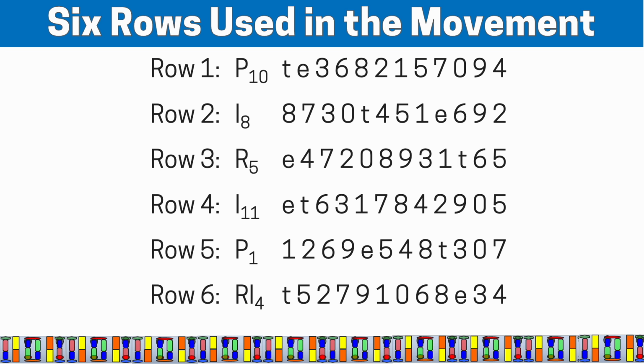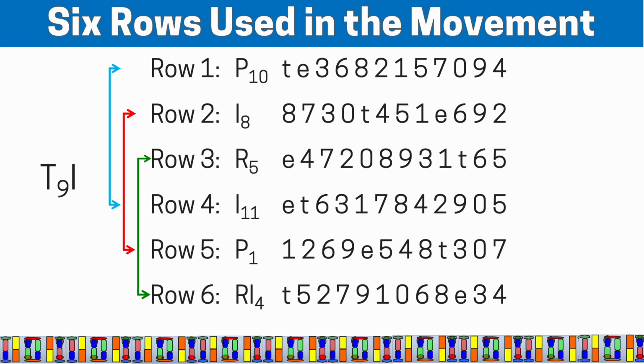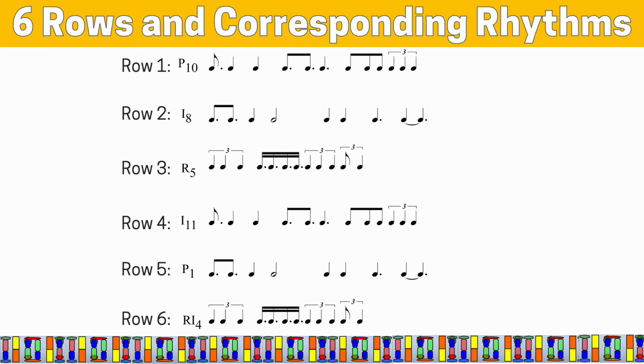They form 3 strictly inversional row pairs at T9I: rows 1 and 4, rows 2 and 5, and rows 3 and 6. Since each pair shares the same TNI relationships, the opposing pitch classes are identical in every pair. These inversional pairs also share identical rhythmic profiles, forming paired musical objects that reflect the patterns of a visual frieze.